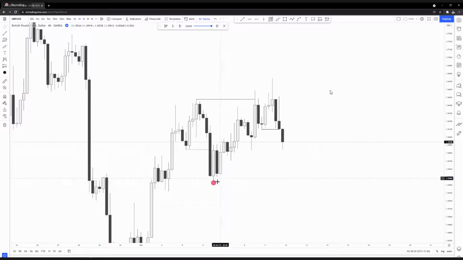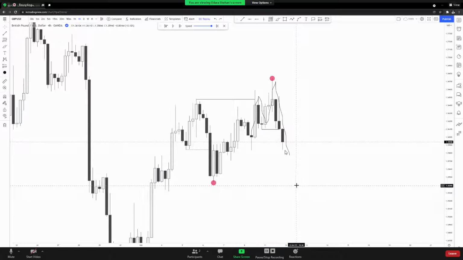See that? So here is our trading range from here to here. A bullish QM is here, and a bearish QM is here.